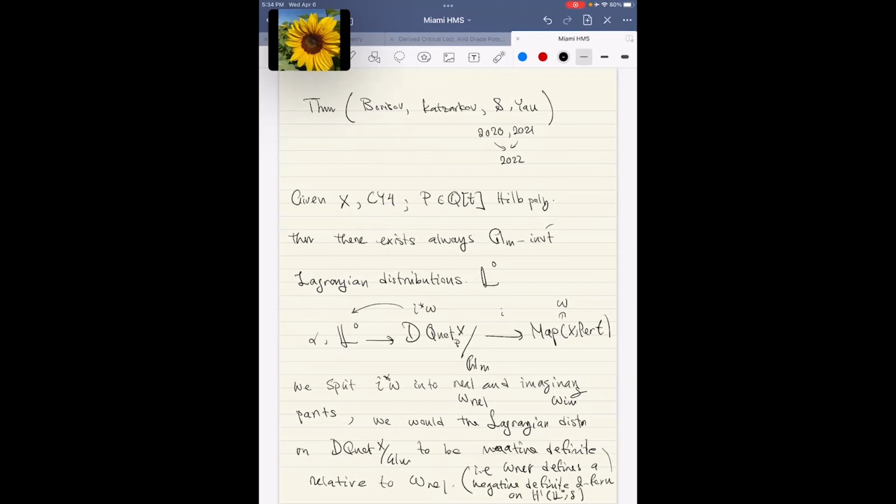If this is the case, then as I mentioned to you, this is what we are going to do. We have the nice derived Lagrangian distribution. It gets mapped to the nice DG stack that we have. What am I going to do? I'm going to take this and mod it out by the derived Lagrangian distribution.